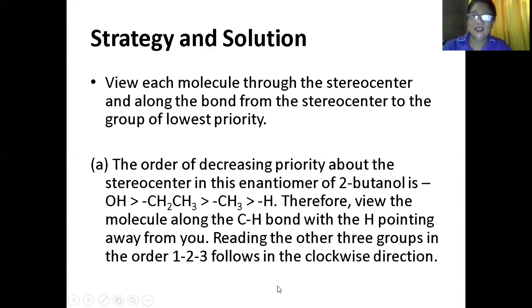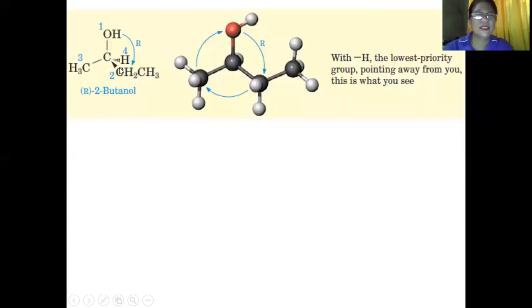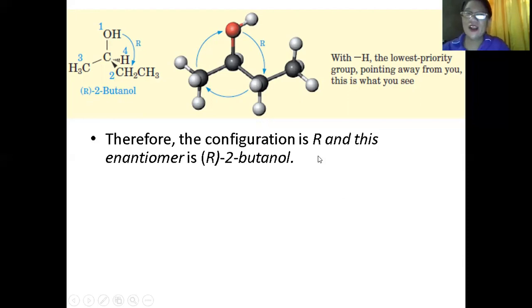The 1, 2, 3 is towards you, then the 4 is away from you. So the reading of the 3 groups 1, 2, 3 follows the clockwise direction. Here you start with OH, then CH2CH3, then CH3. So what is the positioning? It is clockwise. Therefore, if it is clockwise, this is R-2-butanol. Did you get it? Therefore, the configuration is R and this enantiomer is R-2-butanol.